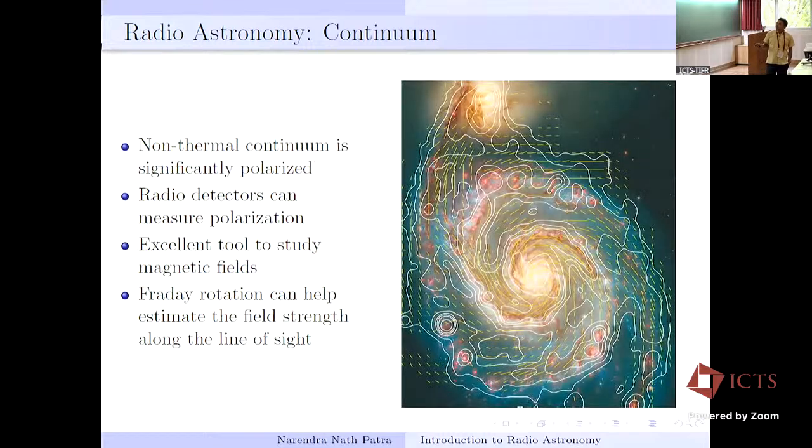Then this is another important aspect: the magnetic field in the universe plays a very important role in galaxy formation and evolution. And using radio observation, you can actually measure the magnetic field in galaxies. This is one example. You can do polarized observation, and these polarization vectors, both the alignment and the strength of the polarization, can tell you how the magnetic field is distributed in the galaxy.